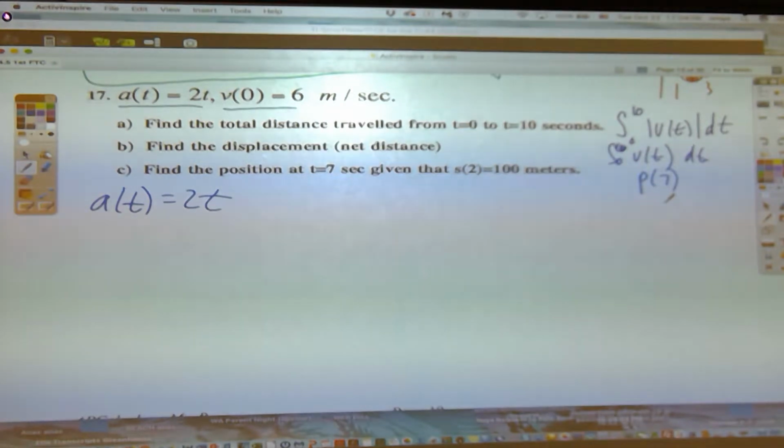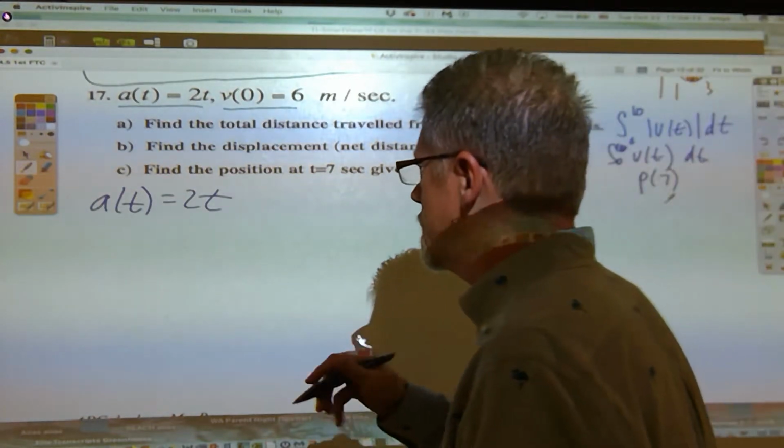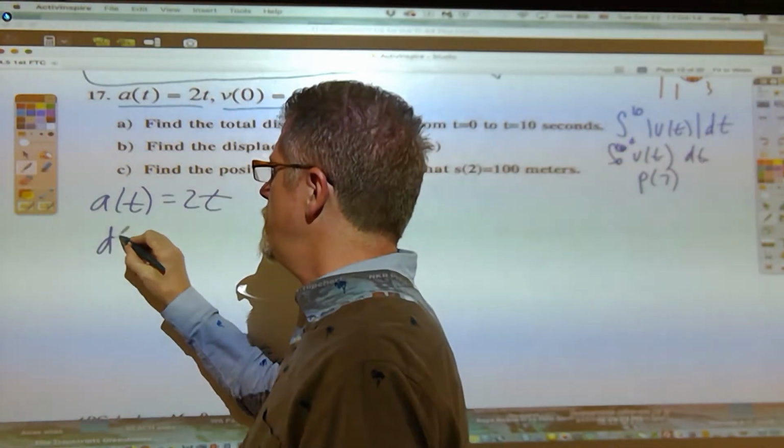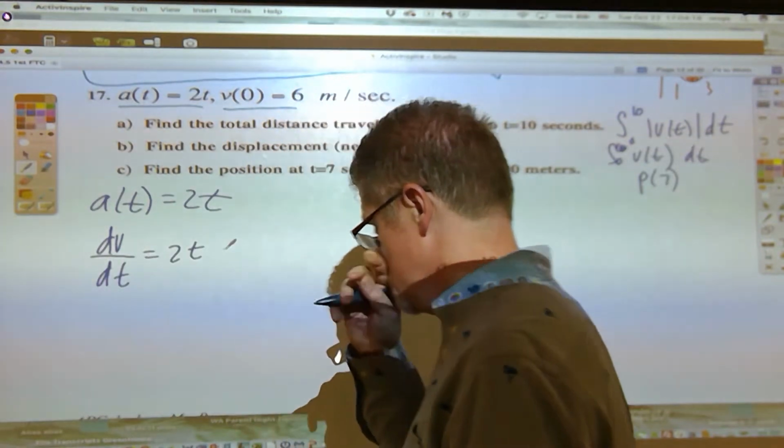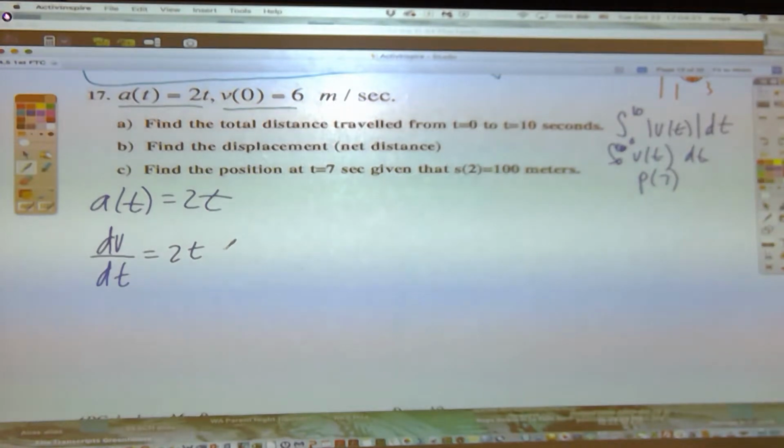Okay, so here's what I'd like you to do. I'd like you to write acceleration as the derivative of velocity with respect to time. That's just another way to think of acceleration. It is the first derivative of velocity.